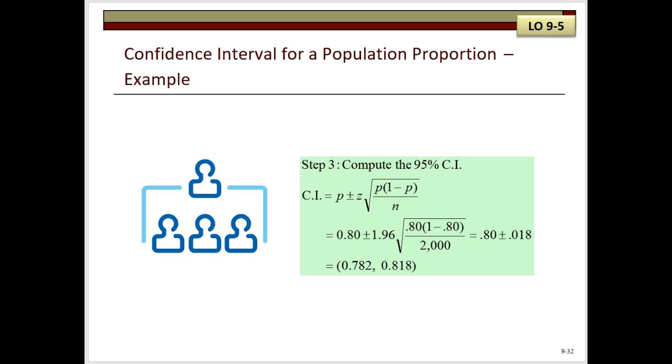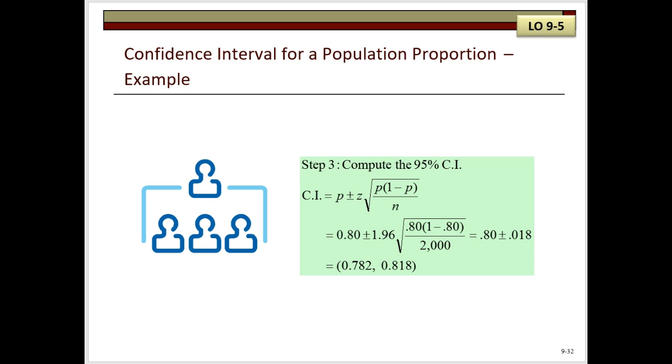So finally, in step 3, we substitute the sample proportion p of 0.80 and the z value of 1.96 into the equation. We obtain a lower limit of 0.782 and an upper limit of 0.818. We can therefore say that we are 95% confident that the range 0.782 to 0.818 contains the true proportion of BBA members who are in favor of the merger.